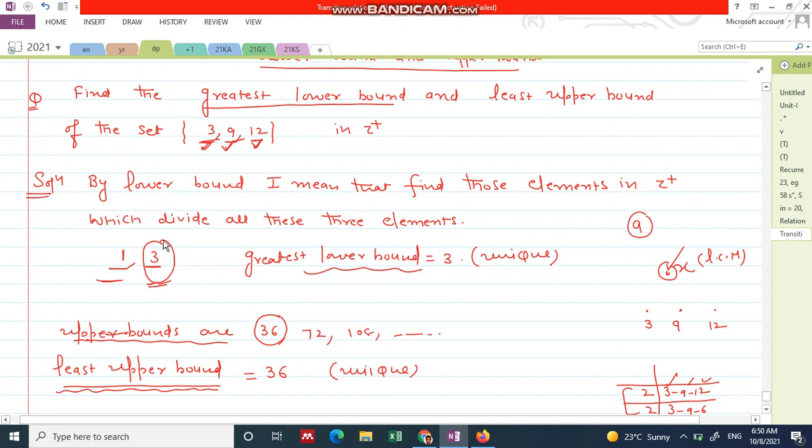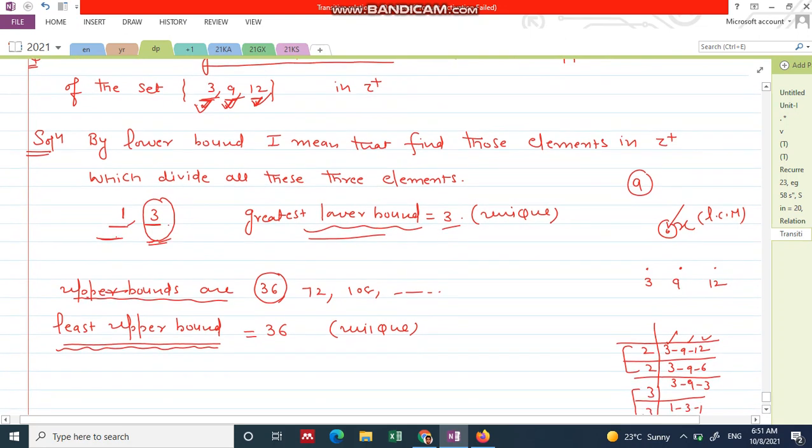So I repeat that whenever you want to find the lower bound, it means find those elements which divide all these three elements. So 1 and 3 are those elements which divide all these three elements. But out of these, which one is the greatest? Greatest is 3. Now next we want to find that element which is actually divisible by all these three elements. Such an element is called the LCM of the numbers.